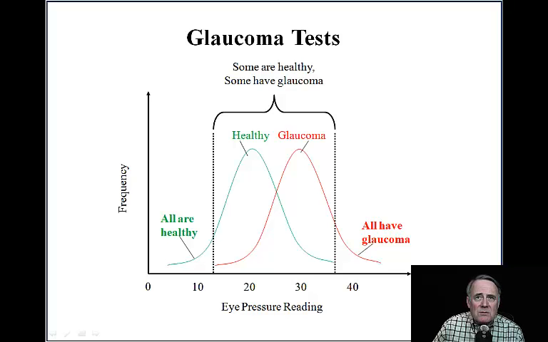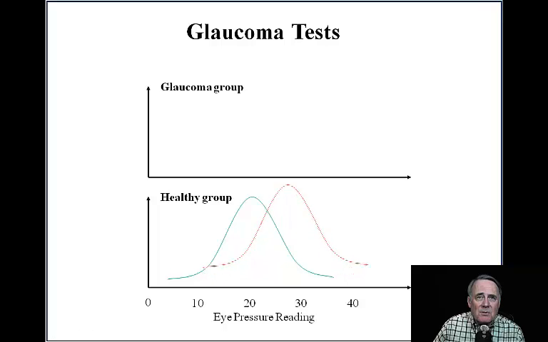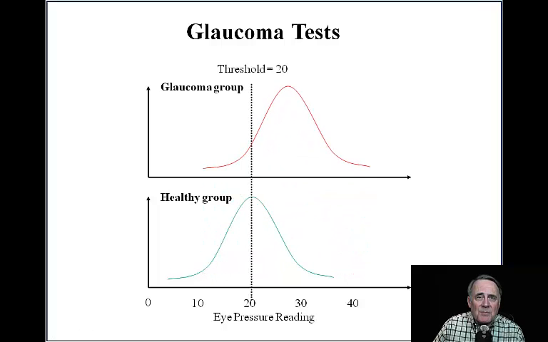The easy diagnoses are at the extremes, where, for example, all persons with eye pressure to the left of the dashed line at around 12 are all healthy, and all persons to the right of the other dashed line located around 37 all have glaucoma. The challenge is to disentangle the healthy status of the persons who have eye pressure readings in between, which is in fact the majority.